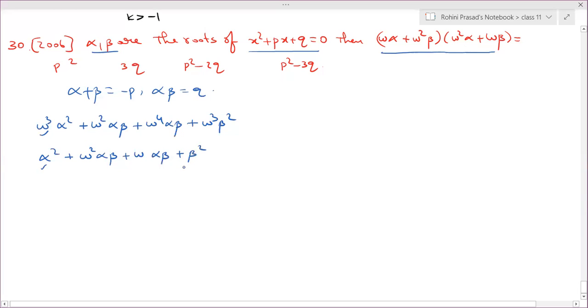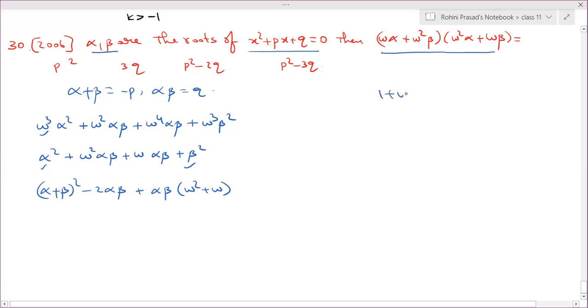So alpha square plus beta square can be written as alpha plus beta the whole square minus 2 alpha beta, because we know alpha beta and alpha plus beta. So the unknown alpha square plus beta square is written in terms of known alpha plus beta and alpha beta, and plus alpha beta if you take common, you get omega square plus omega.